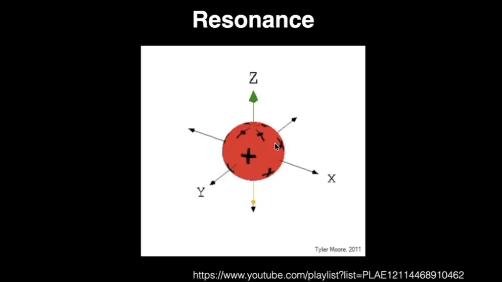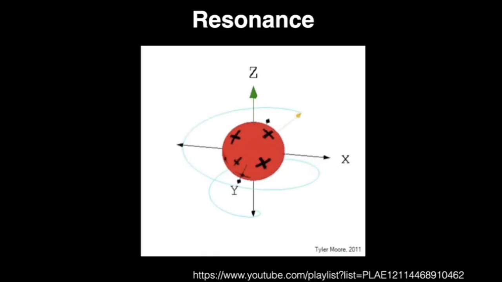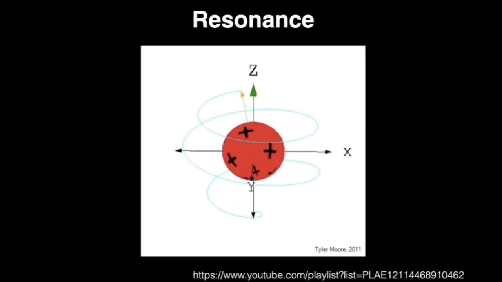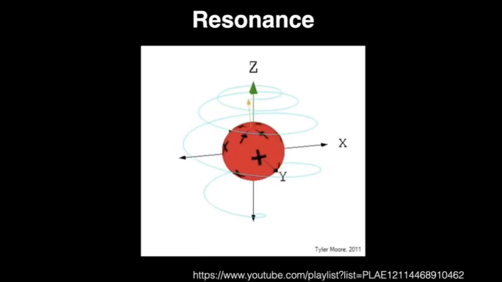If we say that our magnet is aligned along the Z direction in this diagram, which is vertically up, and the little bar magnet is represented by the yellow arrow, you can see that that bar magnet is rotating, or precessing, around the main magnetic field.